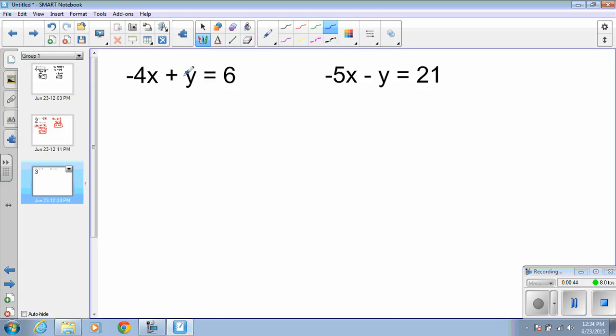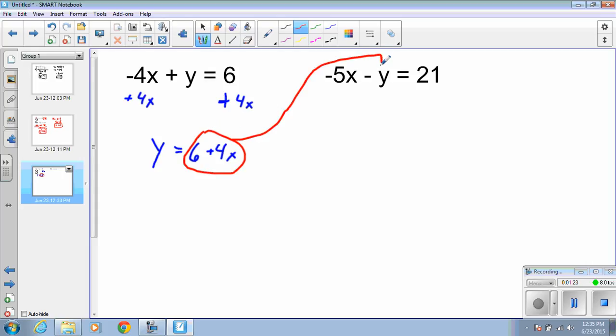And for simplicity's sake, let's isolate this positive y variable over here. If we isolate that, we are adding 4x to both sides of our equation, and that cancels that out. You're left with y equals 6 plus 4x. And if y equals 6 plus 4x, we can take this here and plug that in for y.